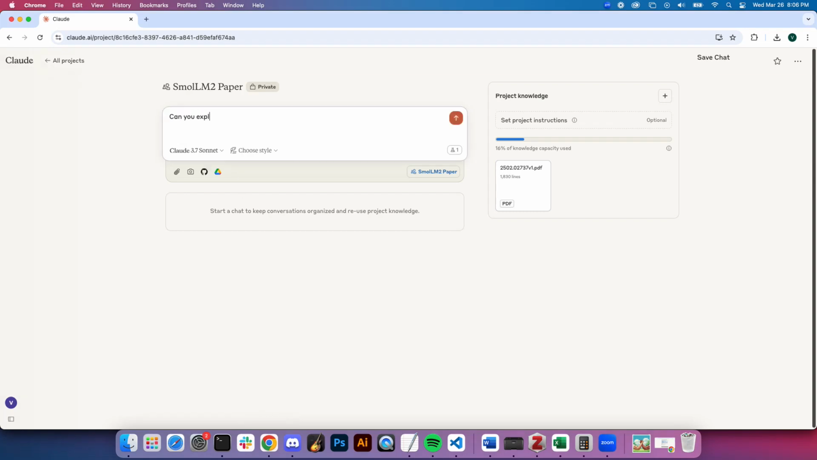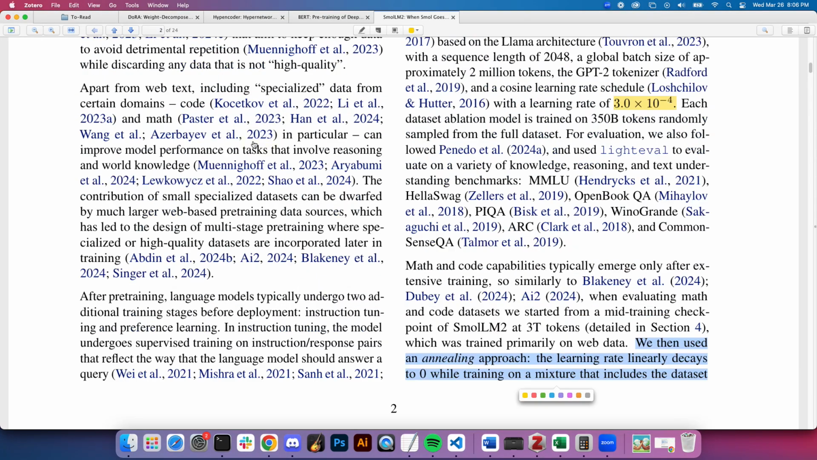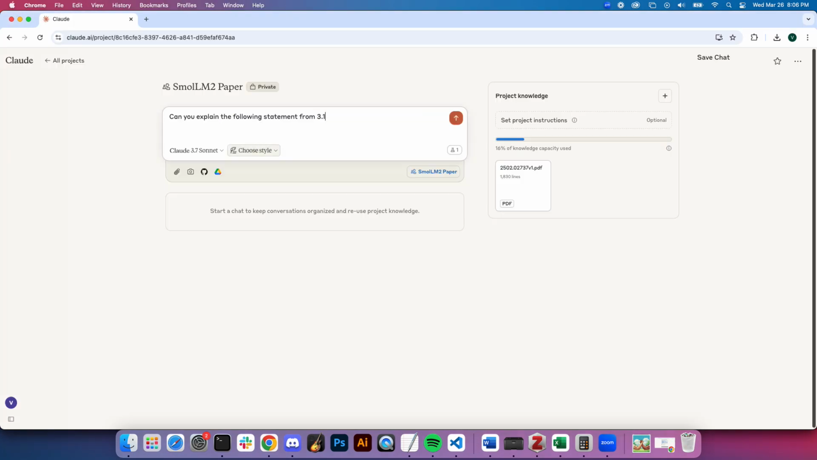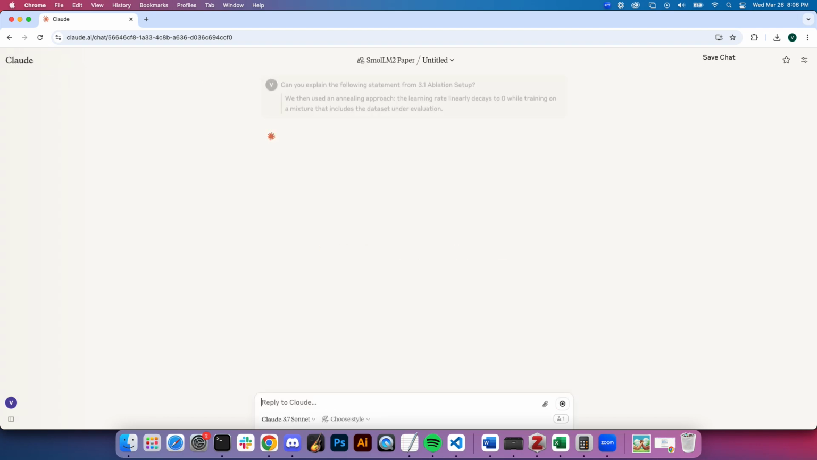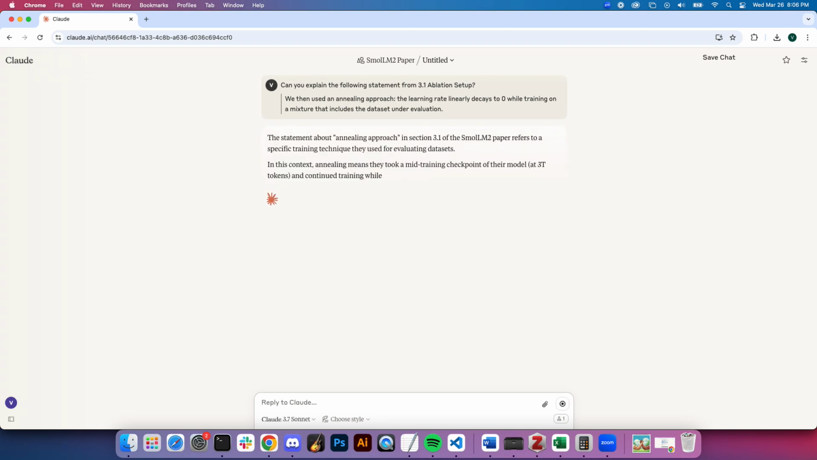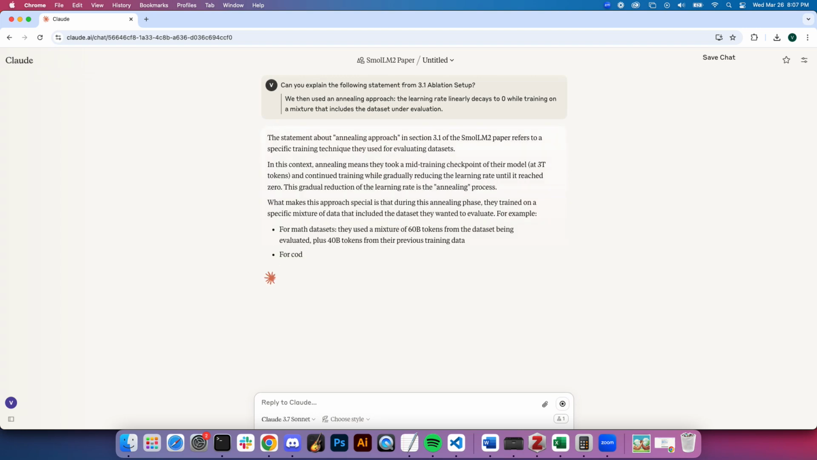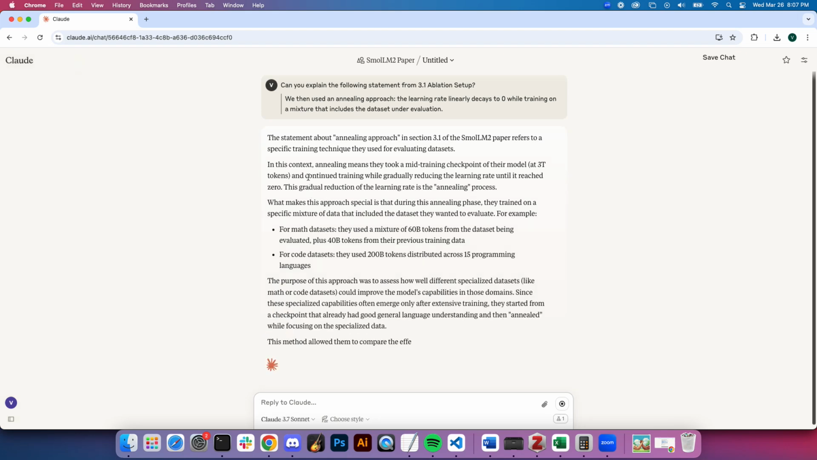So can you explain the following statement from 3.1 ablation setup? They took a mid-training checkpoint and they continued training while gradually reducing the learning rate until it reached 0. Okay, so yeah, that is how I understood it.